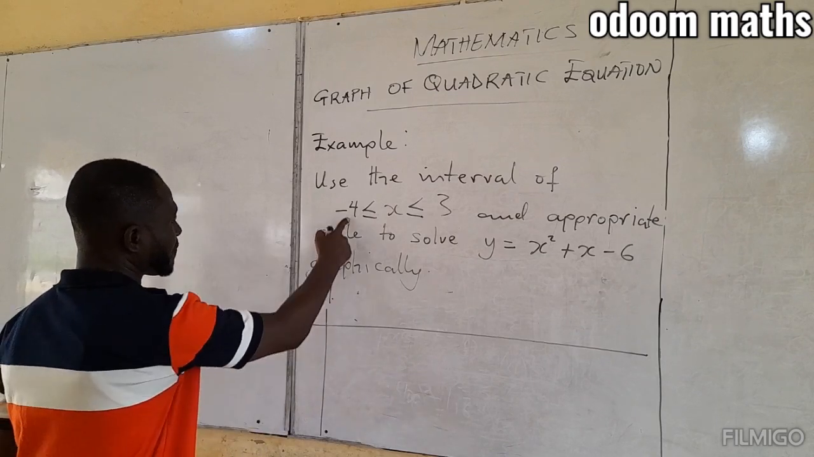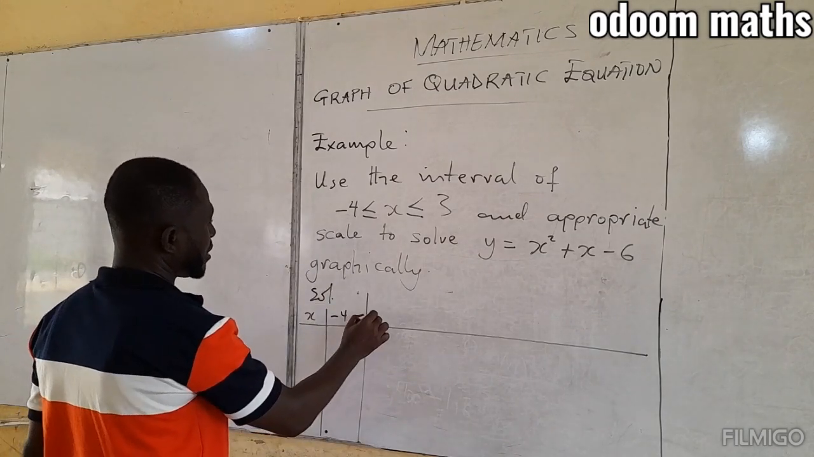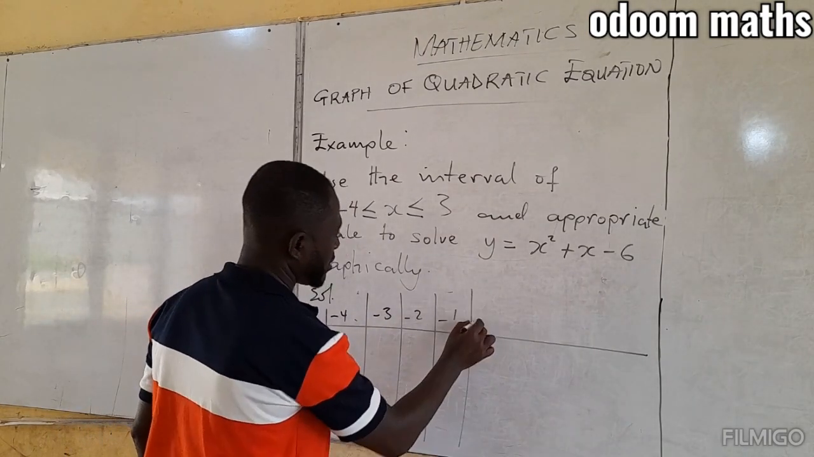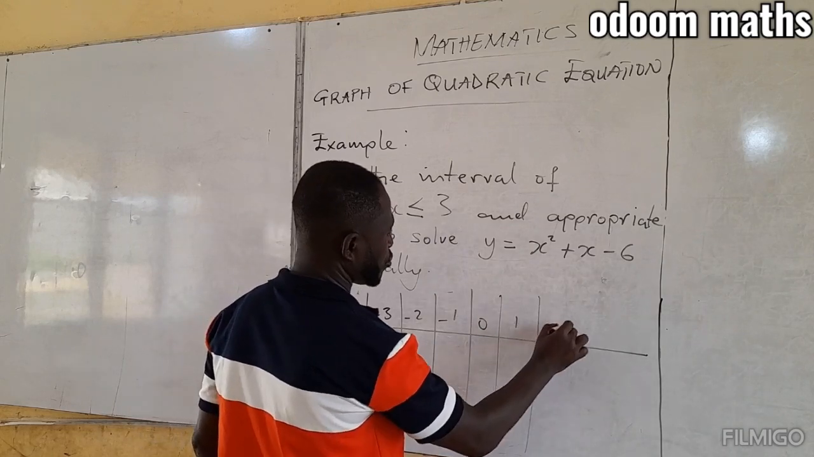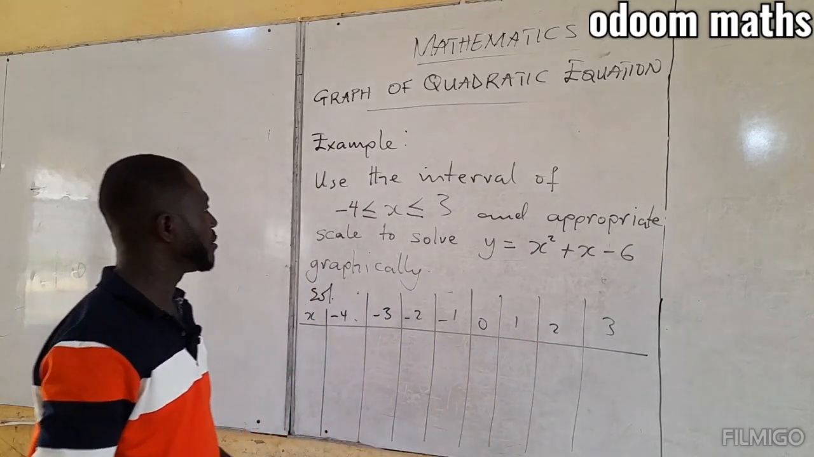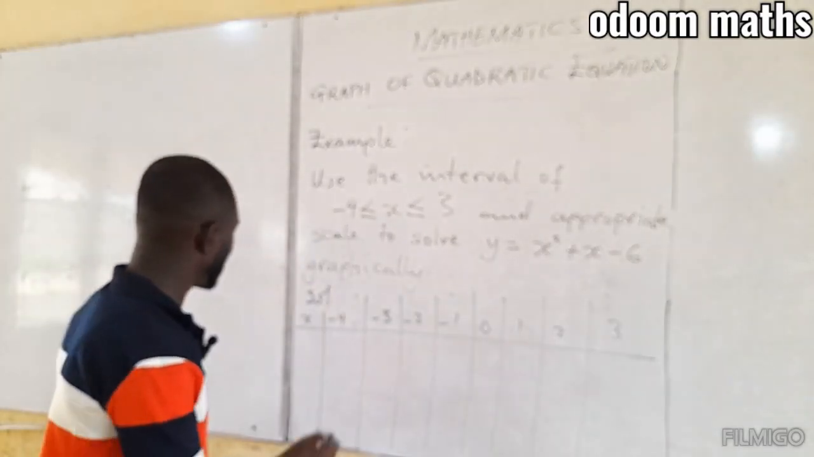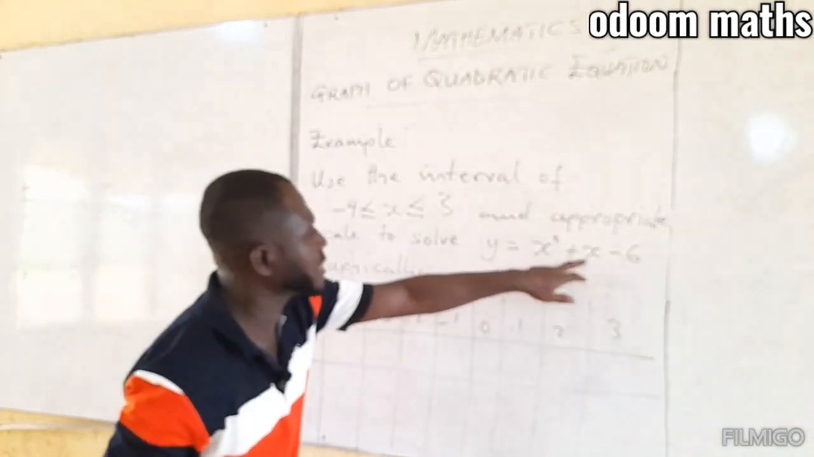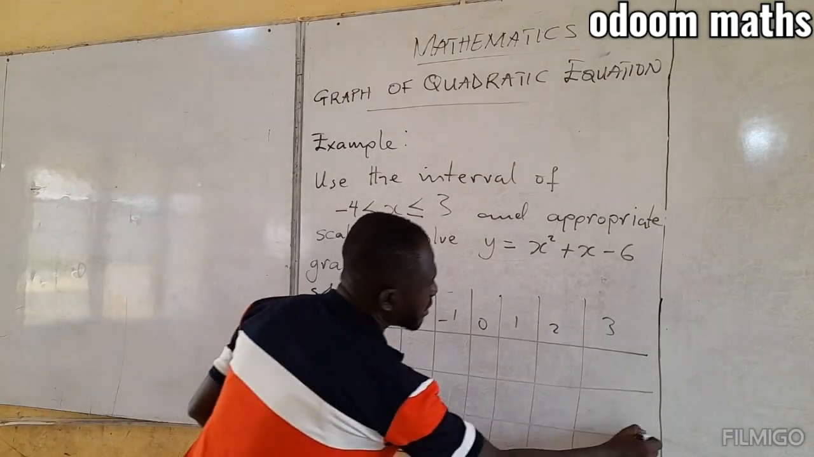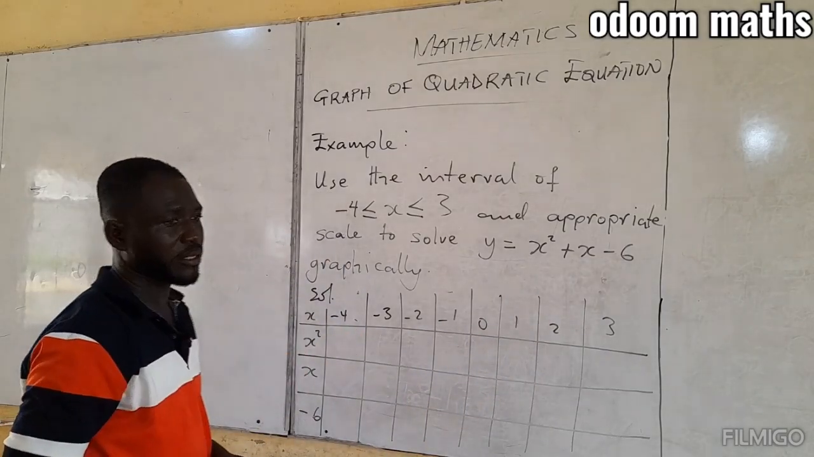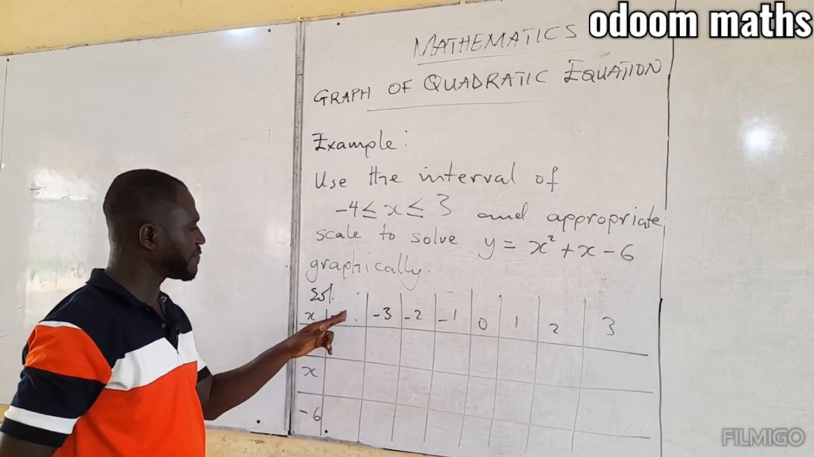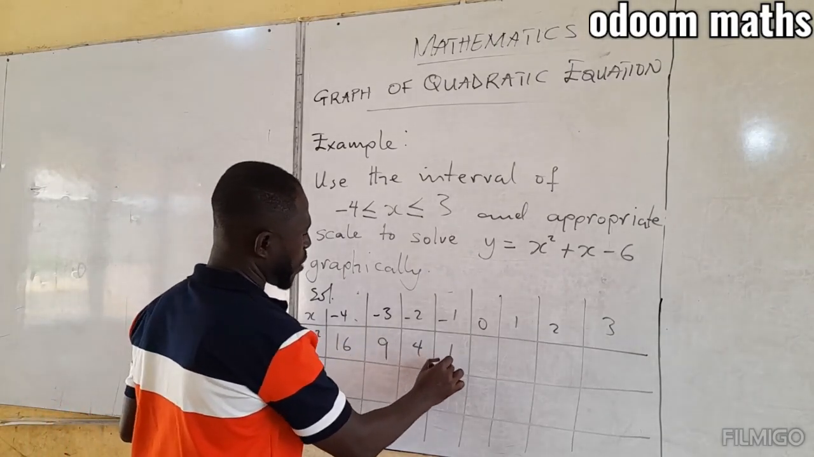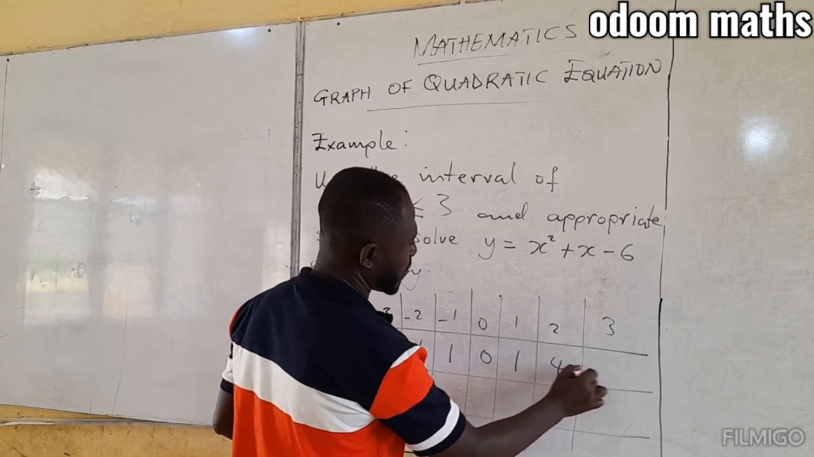My x values start from -4, -3, -2, -1, 0, 1, 2, and then 3. From there, the next thing to do is x squared, then x, and then -6. So x squared means I'm going to take this x value and square it. That is going to give me 16, 9, 4, 1, 0, 1, 4, and then 9.